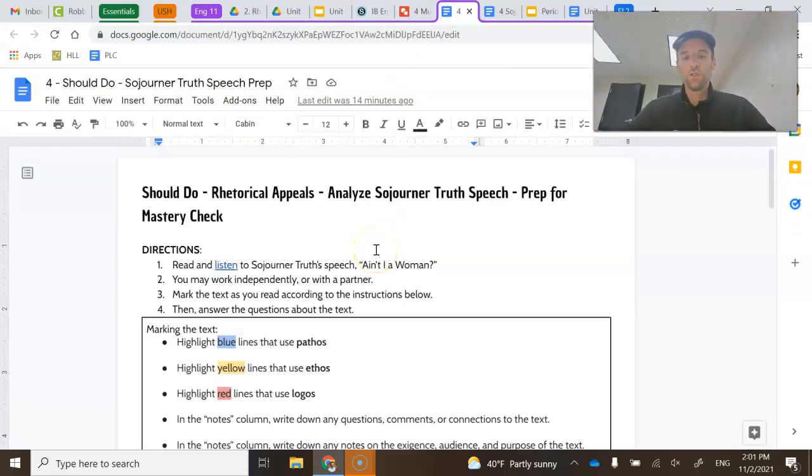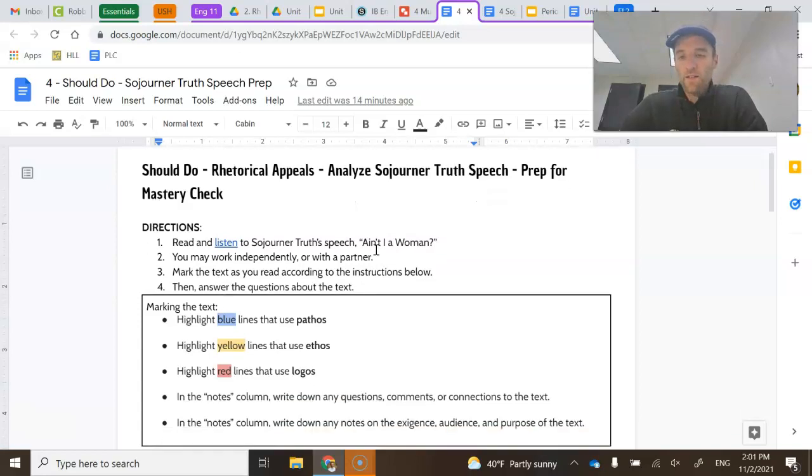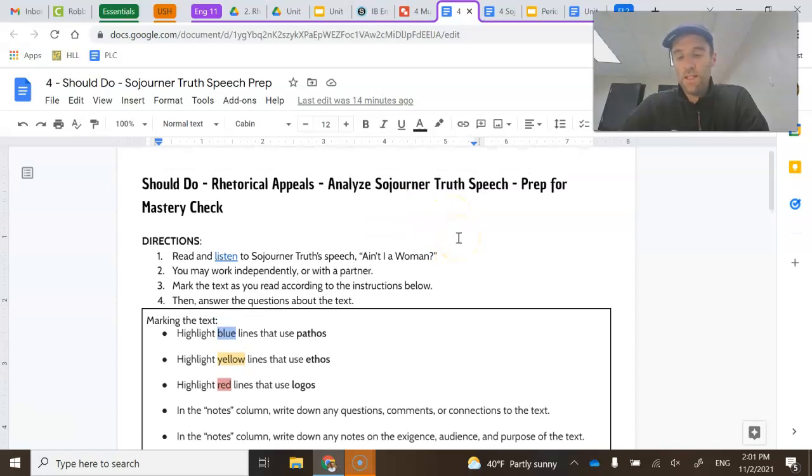Now, the should do prepares you for the mastery check. So if you skip it, you may not do as well on the mastery check. You might not be ready for it. So the should do is looking at a speech by Sojourner Truth. She was an abolitionist. She spoke out and acted to try to end slavery. And she was also someone who spoke out for women's rights, and so just a world changer, somebody who stood up for what she believed in a time when it wasn't easy.